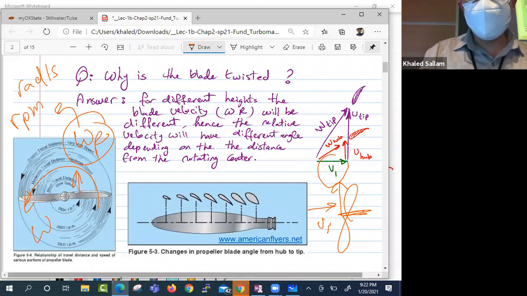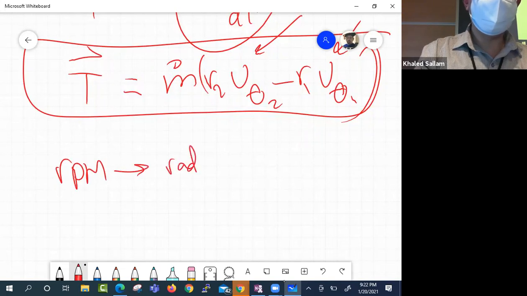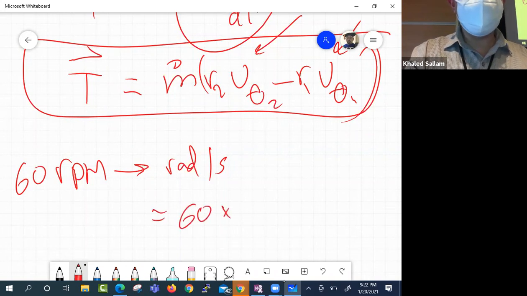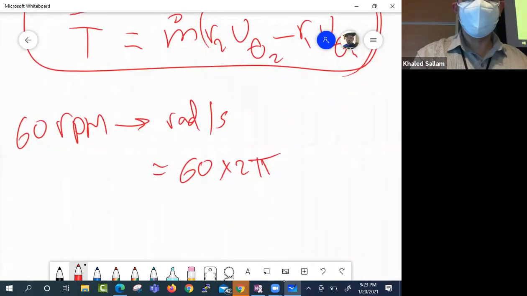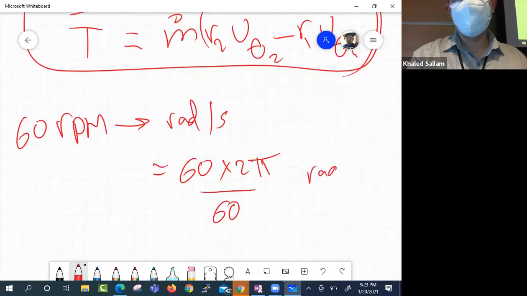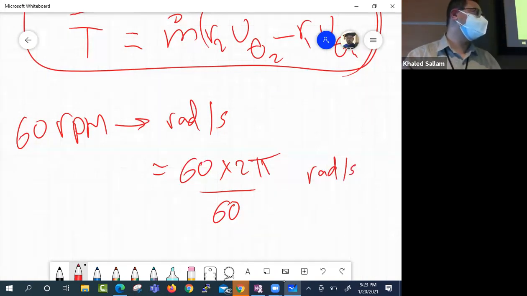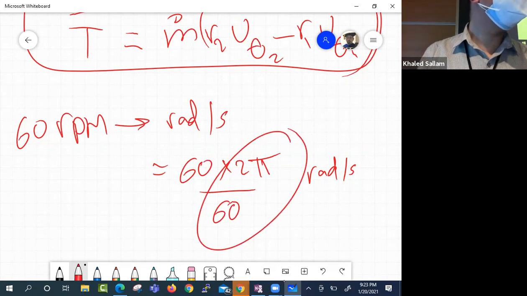So how can I turn RPM to radian per second? Every round is 360 degrees, which is 2 pi. So if he says 60 RPM, how many radians per second is this? 60 times 2 pi, and this is 60 rounds per minute. So how many does it do per second? You divide over 60. Makes sense? If he's doing 60 rounds per minute, I bet he's doing 1 round per second. Right? So the conversion is this: you multiply by 2 pi and you divide over 60.